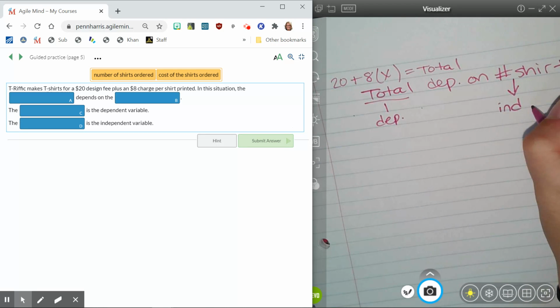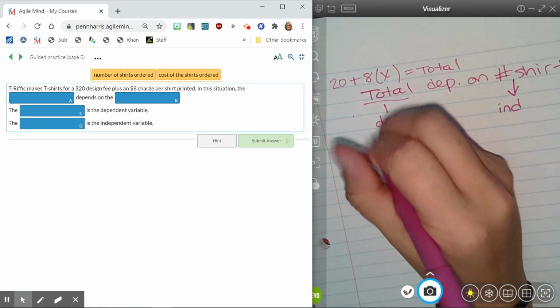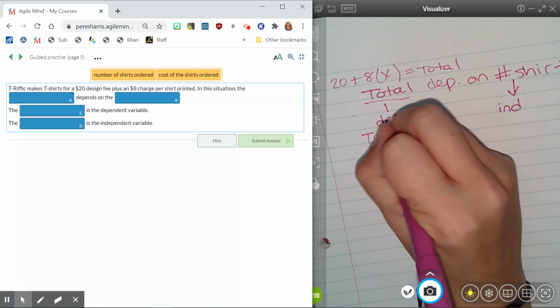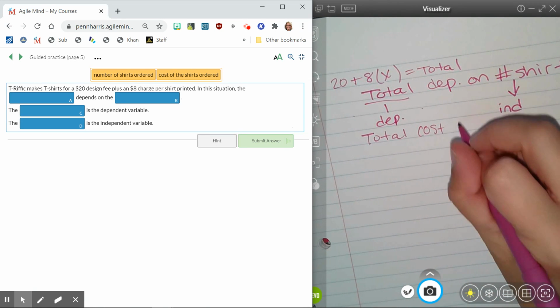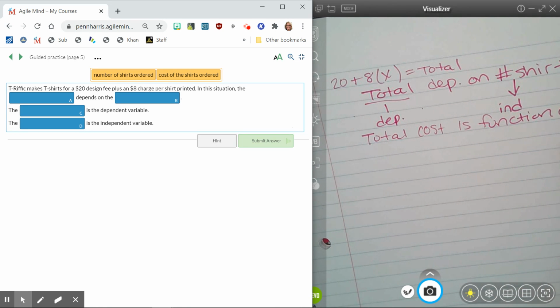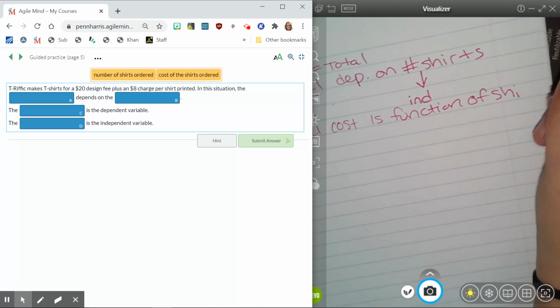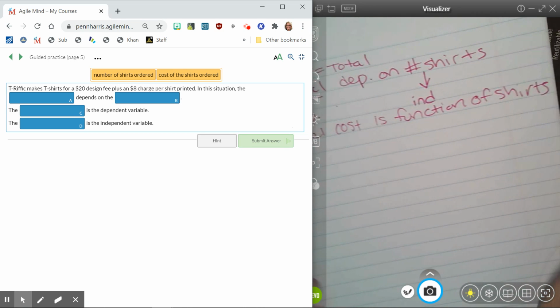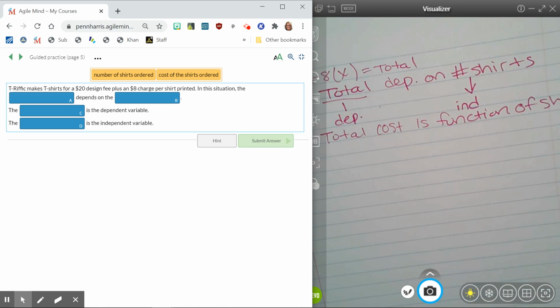So because of that, total cost is a function of shirts. Okay, so we just said my total right here is my dependent variable. My total cost is my dependent variable. The number of shirts I ordered is independent. In this situation, the cost depends on the shirts ordered.